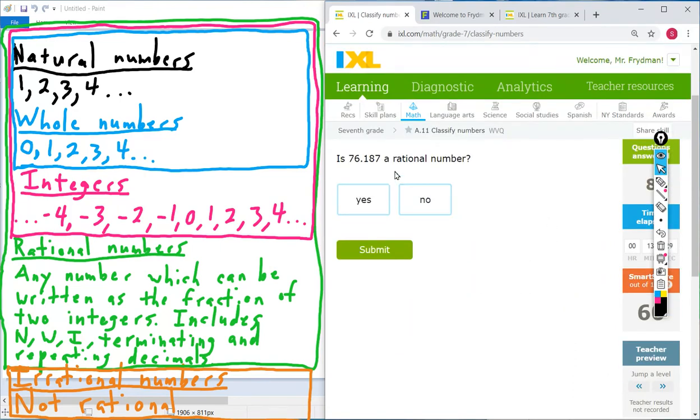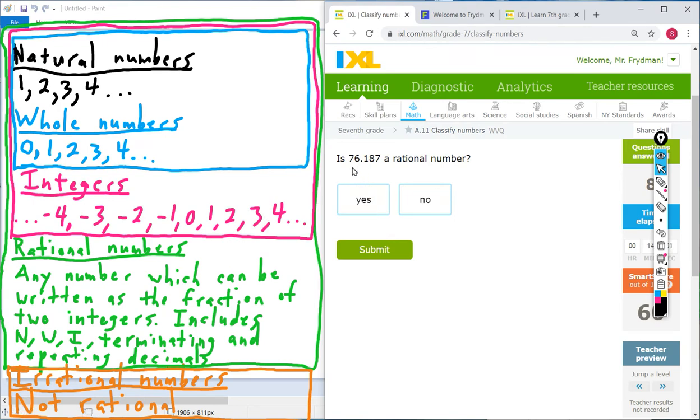Is 76.187 a rational number? Any number which can be written as the fraction of two integers is a rational number. Let me get back to that definition in a minute, and I'll show you how that definition does, in fact, fit this number. But let's answer this question in an easier way, because I know that if a number is a terminating or repeating decimal, then it is a rational number.